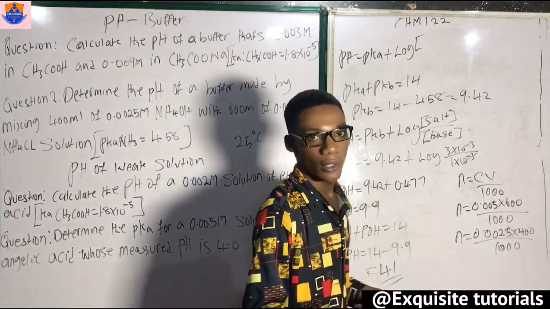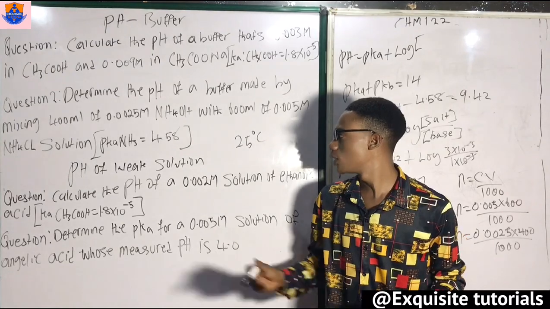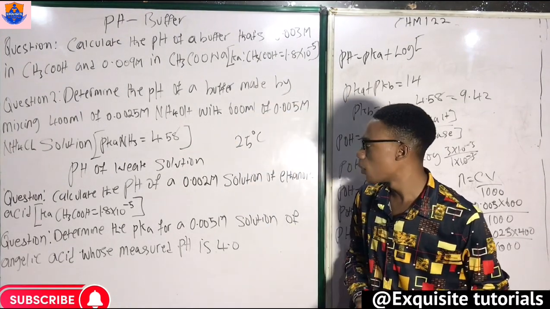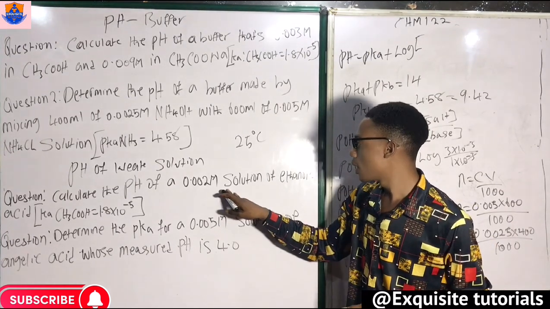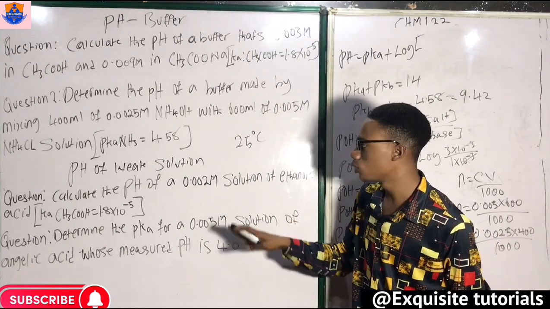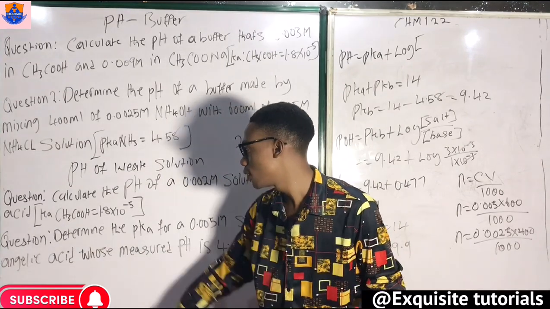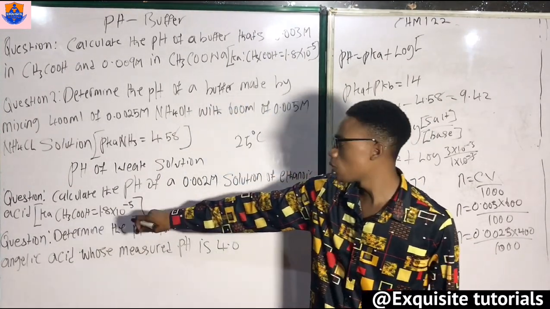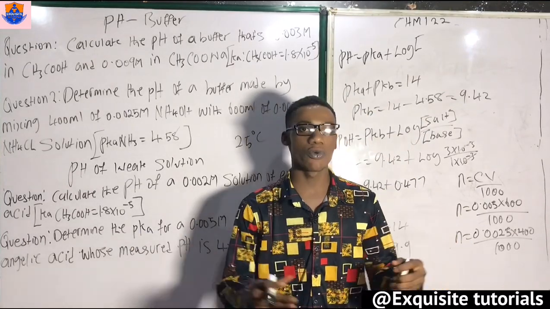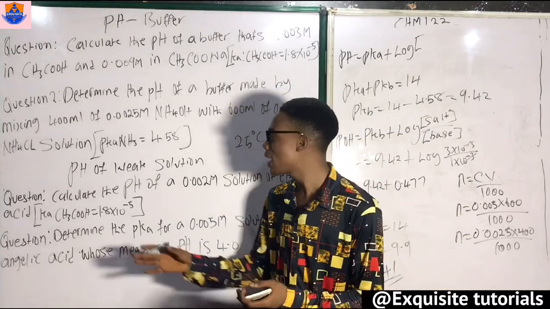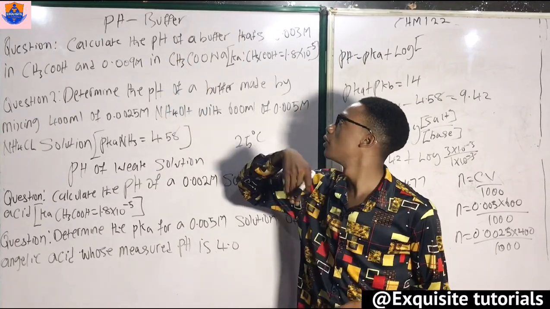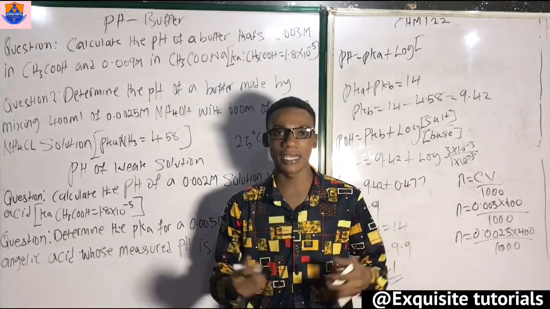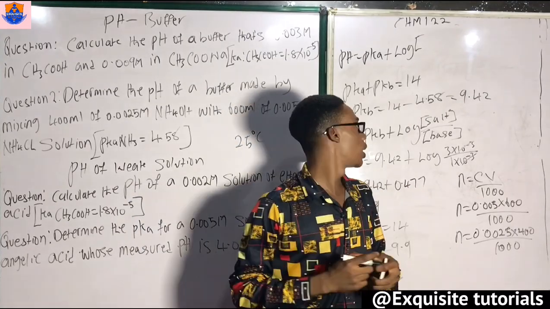Okay, so quickly let's move on to pH of weak solution. Now they said calculate the pH of a 0.02 molar solution of ethanoic acid. And they gave us the Ka of CH3COOH as 1.8 times 10 to the power minus 5. Now we have to bring out some formula. It is quite different from that of pH of buffer. So we're going to be bringing back the idea of chemical equilibrium to this.